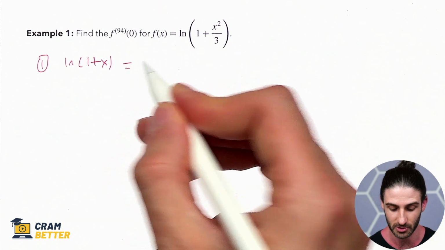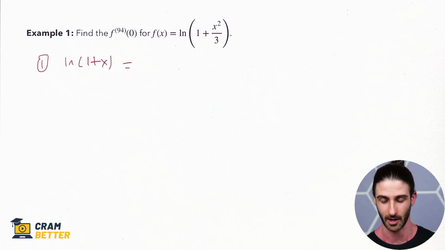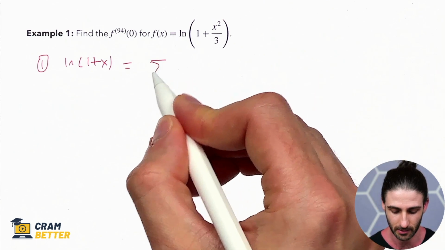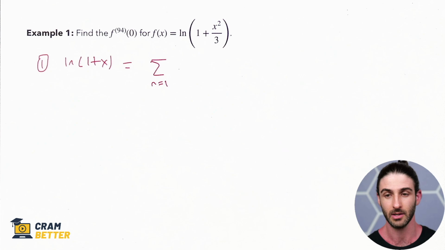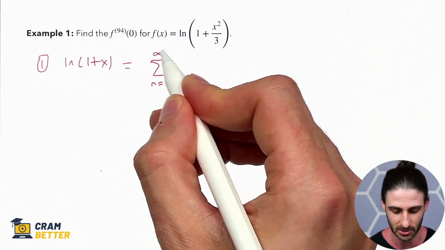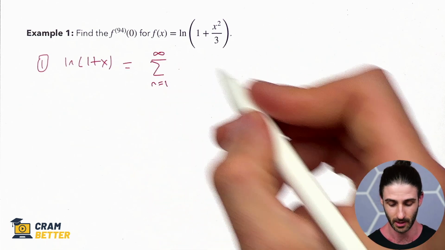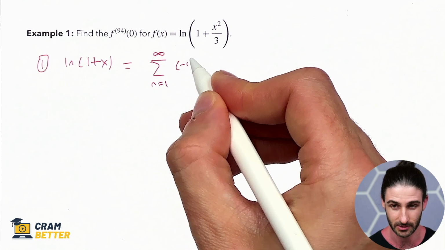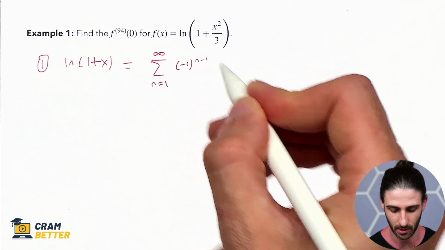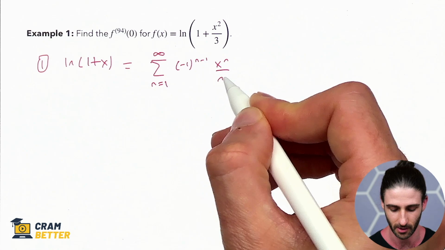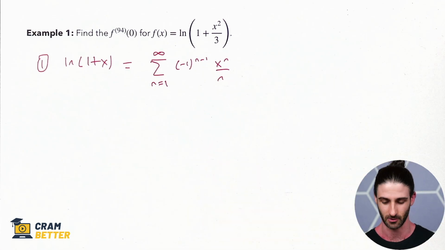Now, this is one of those common ones that I highly recommend that you memorize. This is going to be sigma n equals 1 to infinity. And this is a weird one because it starts at n equals 1. So just be aware of that. And you have an alternator, negative 1 to the n minus 1. And this is going to be x to the n over n. No n factorial, just x to the n over n.